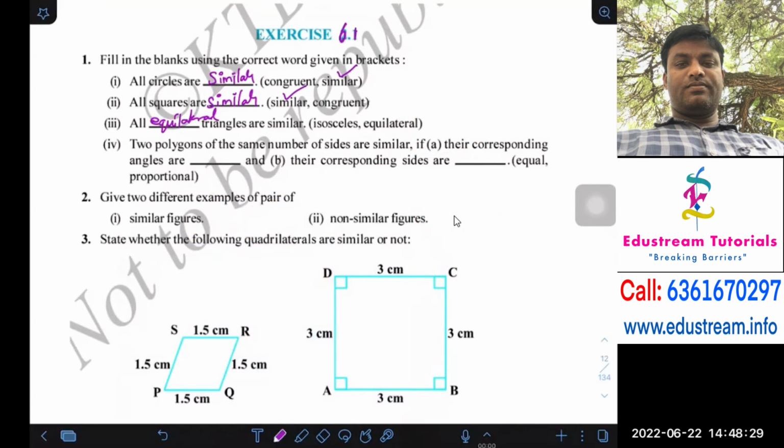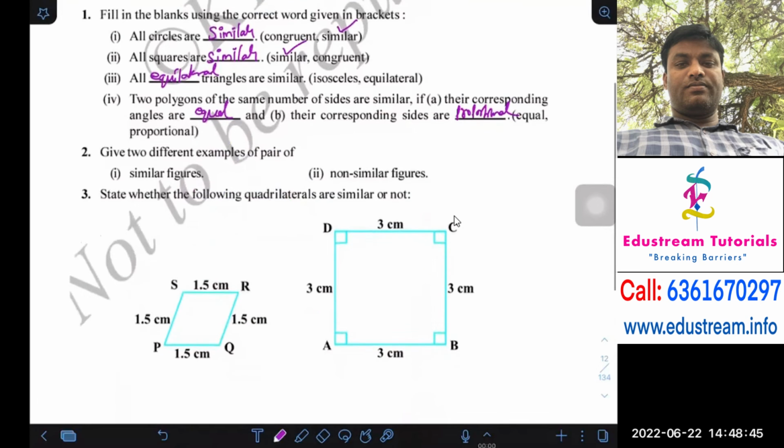Understood? Two polygons of the same number of sides are similar if their corresponding angles are equal and their corresponding sides are proportional. That's it. Okay, next.